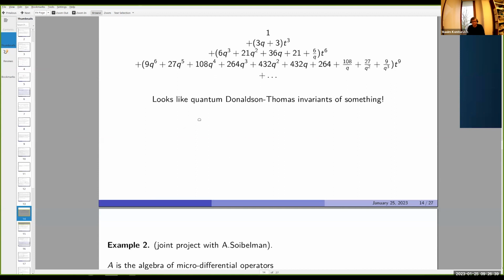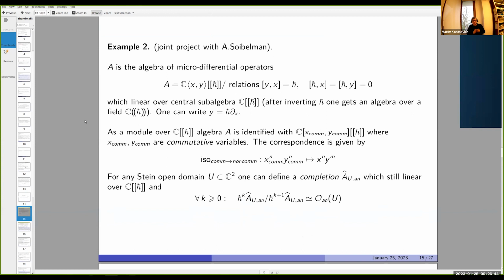Yeah, so the second example is a joint project with Alexander Odesskii. It's a bit similar but different. The algebra is the algebra of microdifferential operators. So what is this? It's power series in h bar with coefficients in two non-commutative variables, x and y. There's a relation so that h bar is central and the commutator is equal to h bar. It's linear over the central subalgebra of series in h bar. Or if you invert h bar, you get an algebra over a field, if you prefer fields. And y is h bar d over dx.